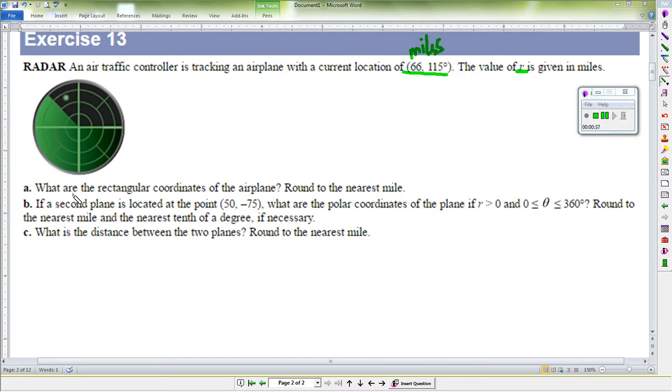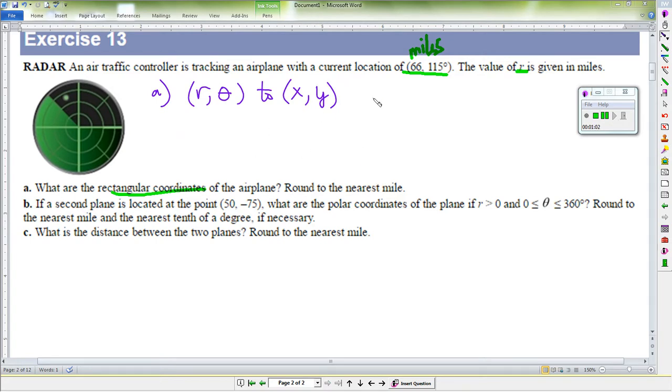Part A, we want you to find the rectangular coordinates. So we want you to convert from polar to rectangular. So this is part A. So let's begin with part A now.